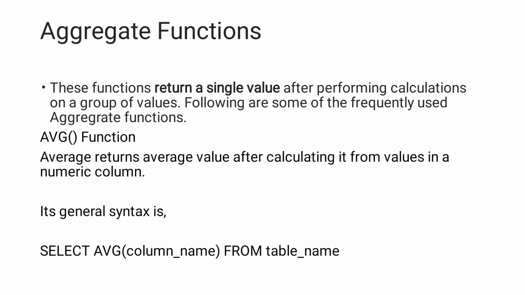The average is the first aggregate function. Average returns a value after calculating it from the values in a numerical column. The syntax is: select average of column name, the column where we are applying the average function, from table name.